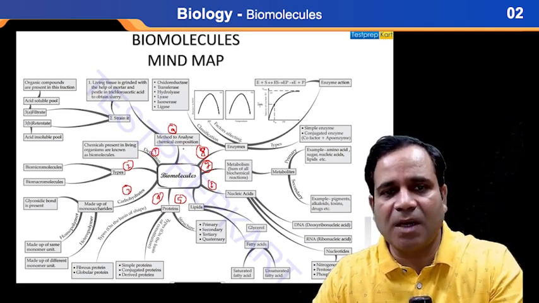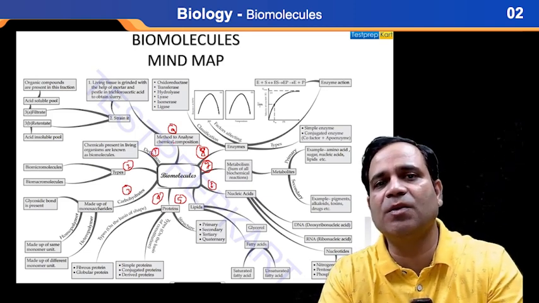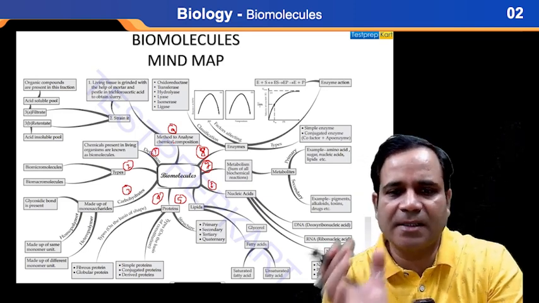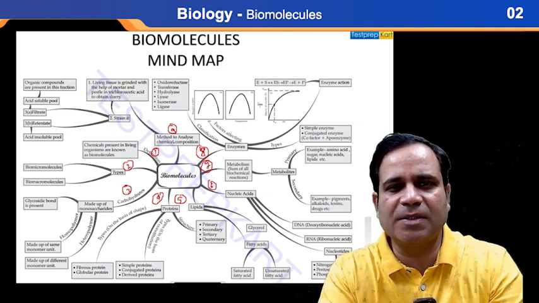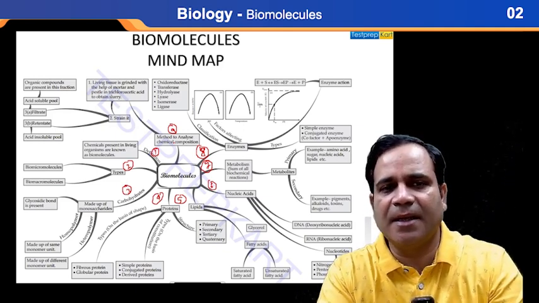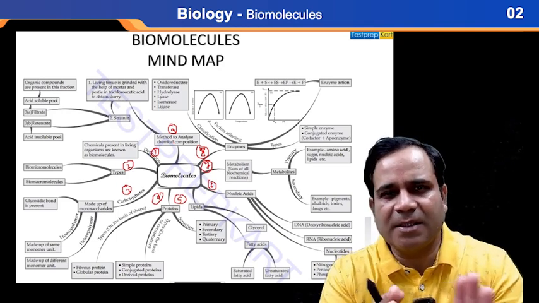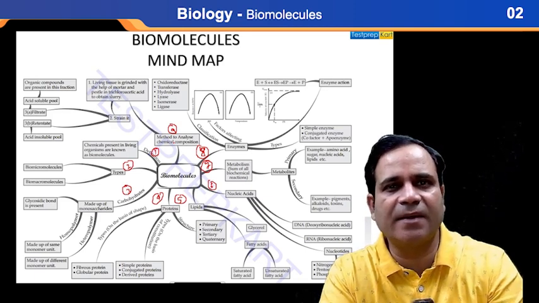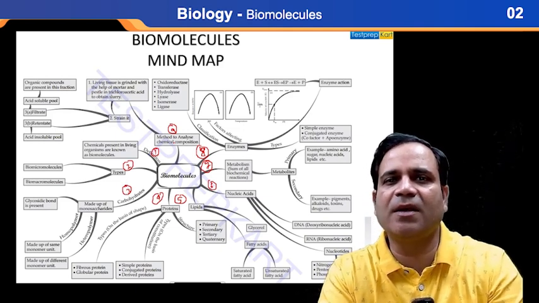Clear? After knowing all these branches of the mind map, we go on to the sub-branches, my dear. Here I'm only going to be concise about whatever is given in your chapter, because this is only the mind map showing what things are given. How the things are to be given, and what things are to be given, we cover in the detailed video.